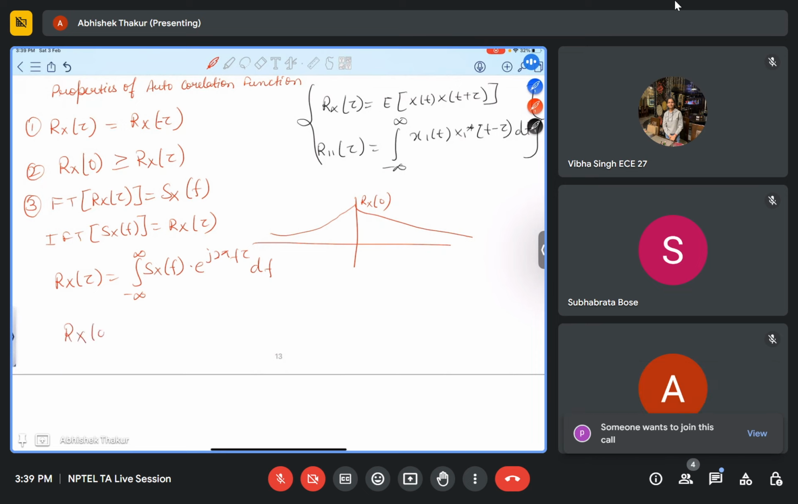And Rx(0), when you substitute the value of tau equal to 0, we will get the integral from minus infinity to infinity of Sx(f), that is the power spectral density, df. So this value is the power, because this is the integration of the power spectral density for all frequencies. So this gives us the power. Okay. So this is proved also in the classroom lecture.